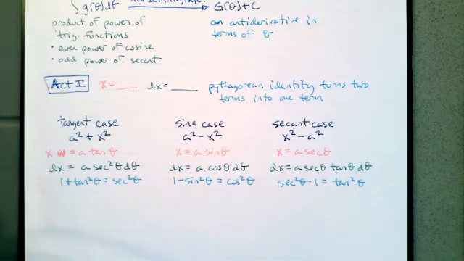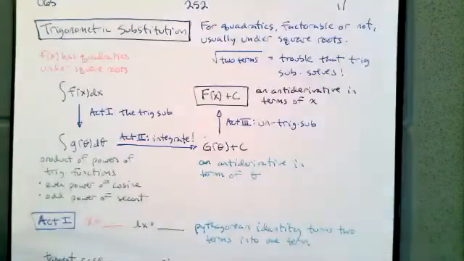So these are the substitutions that we make depending on the quadratic that we're looking for. Remember what trigonometric substitution works for. It works for quadratics, factorable or not, usually under square roots, which is what's causing the problem.